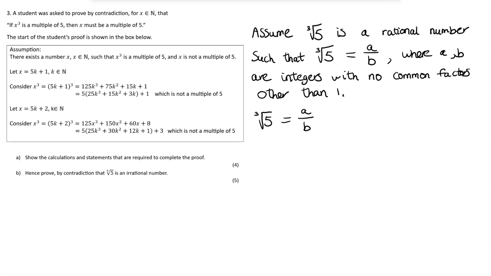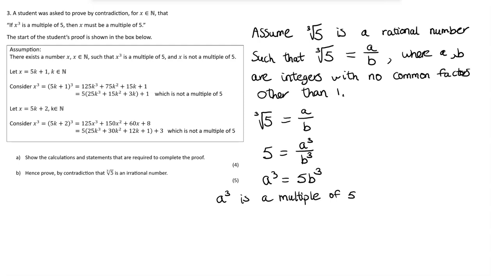Okay, that's what it would mean if it was a rational number and a and b are integers. So if you cube both sides, then 5 is equal to a cubed over b cubed, which means a cubed must equal 5b cubed. Well, this means that a cubed is a multiple of 5. Okay, so a cubed is a multiple of 5.